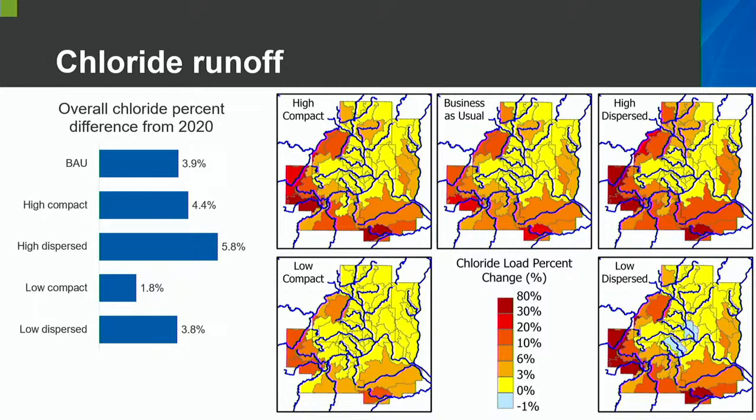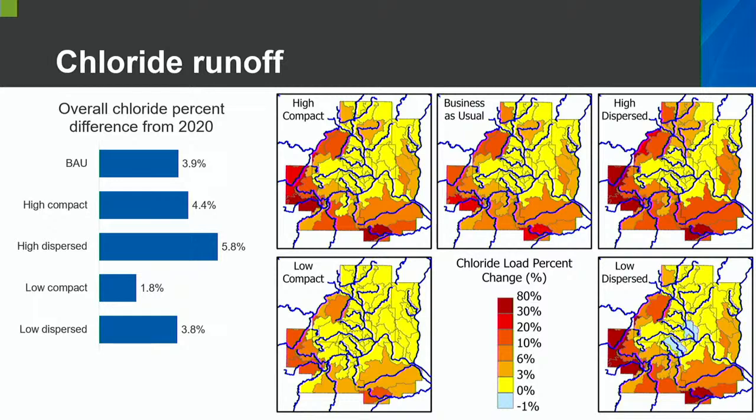In this case, low compact is likely to see the lowest impact at like a 2% increase. And that's because this kind of development will result in the least new roads. It's going to be more infill development on existing roads. And then high dispersed is likely to see a lot more roads being created for the larger amount of land area to be developed.